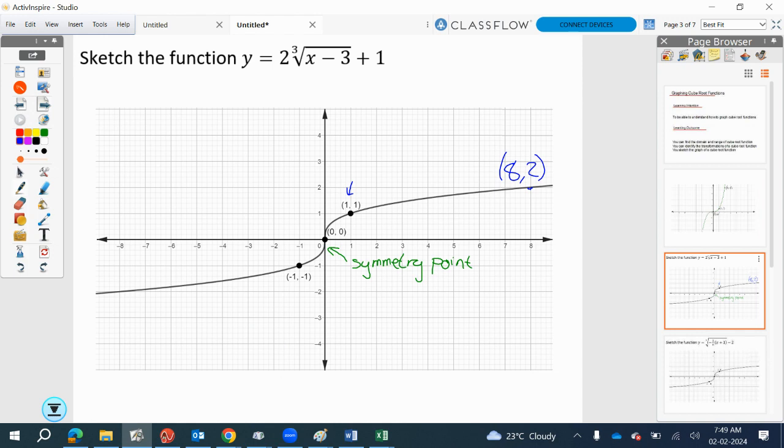Perfect. Next, it would be a vertical stretch by scale factor 2. And lastly, the vertical shift, 1 unit up.